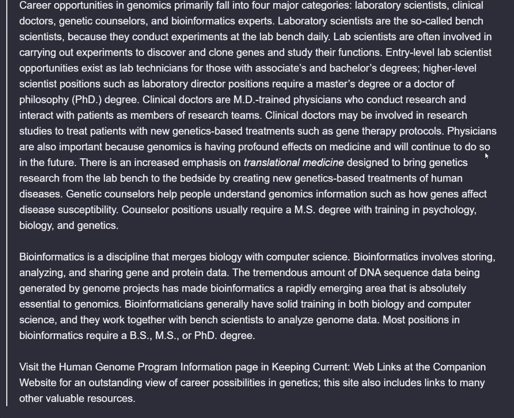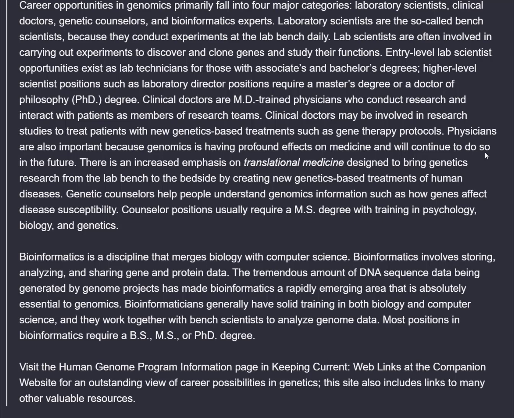Laboratory scientists are the so-called bench scientists, because they conduct experiments at the lab bench daily. Lab scientists are often involved in carrying out experiments to discover and clone genes and study their functions. Entry-level lab scientist opportunities exist as lab technicians for those with associate's and bachelor's degrees. Higher-level scientist positions such as laboratory director positions require a master's degree or a doctor of philosophy, PhD, degree.